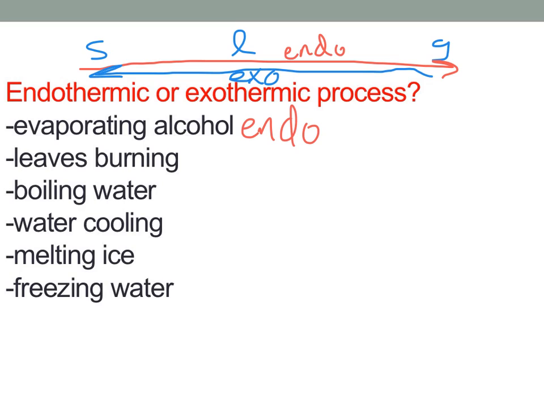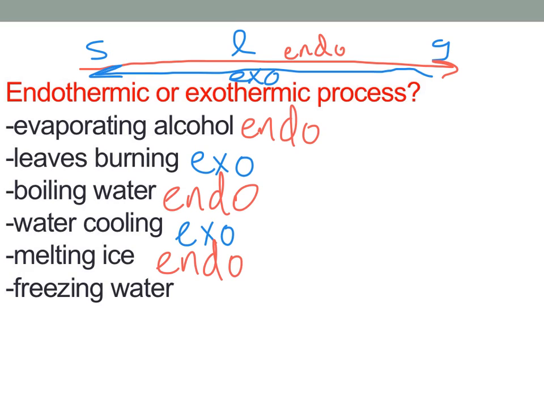Burning. If we are burning something, anything that is on fire or combusting, that will be an exothermic process. Heat is being released into the environment. Boiling water, we are going from a liquid to a gas, so that would be an endothermic process. If we are cooling water, it has to release heat in order for the particles to cool down, so that is going to be an endothermic process. Excuse me, exothermic. Melting ice, if we're going from a solid to a liquid, that will be an endothermic process. Freezing water, that would be exothermic.